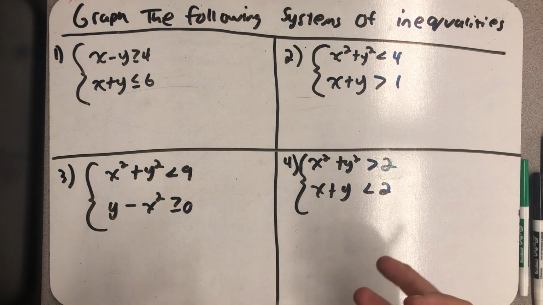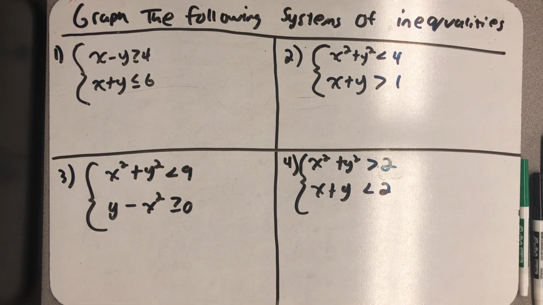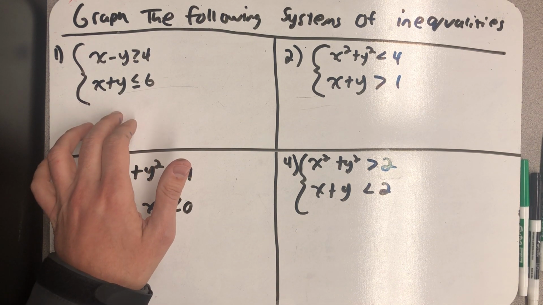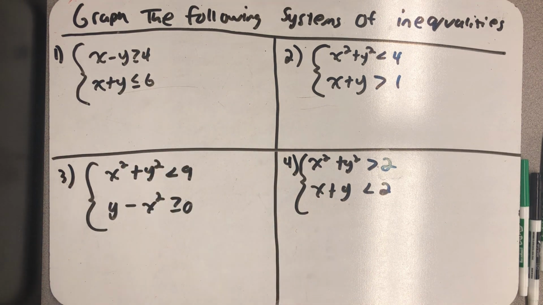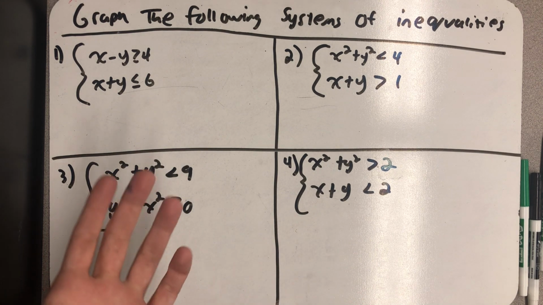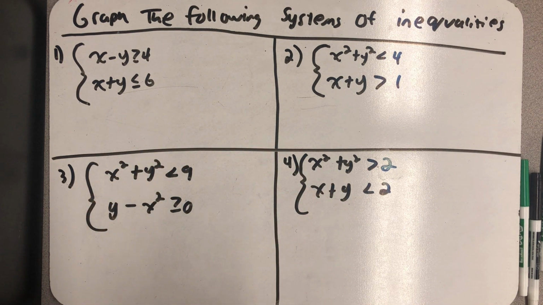In this video, I want to graph these systems of inequalities. And the idea here is that to satisfy this system, I have to be a point that makes this statement true and this statement true. So what we're going to do is follow our procedure for graphing each individual inequality, and then we're going to see where they overlap.